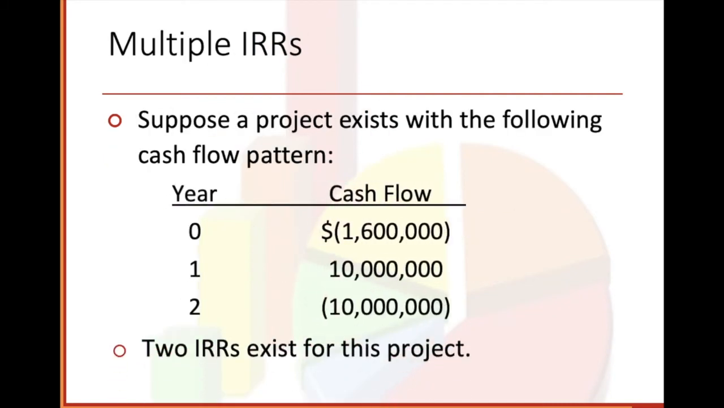Multiple IRRs. Suppose a project exists with the following cash flow pattern. Year 0, negative 1.6 million, that's our investment. Year 1, 10 million. Year 2, negative 10 million. Two IRRs exist for this project.